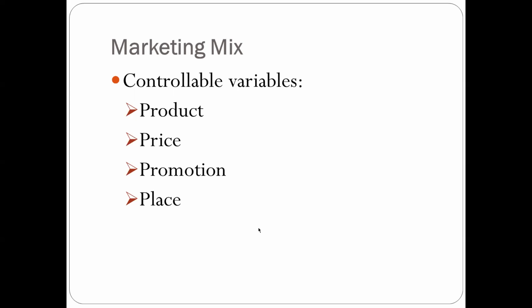Now, the marketing mix. It is very important, and we can relate this marketing mix with the product life cycle and also with the marketing objectives. Before relating them, at first we have to know what the marketing mix is. The marketing mix is a set of controllable variables, the 4 P's. The first P is product, then price, then promotion, then place. These are the marketing mix.